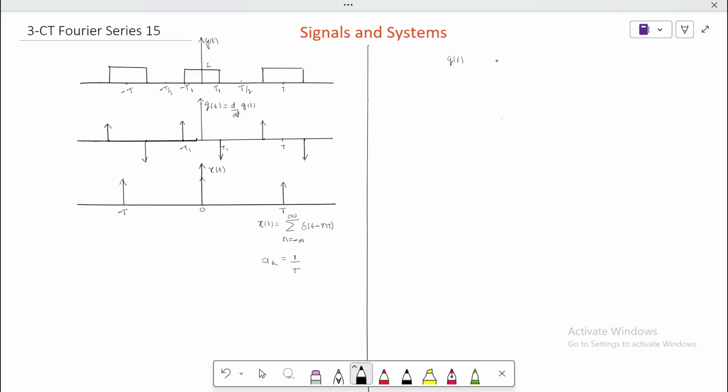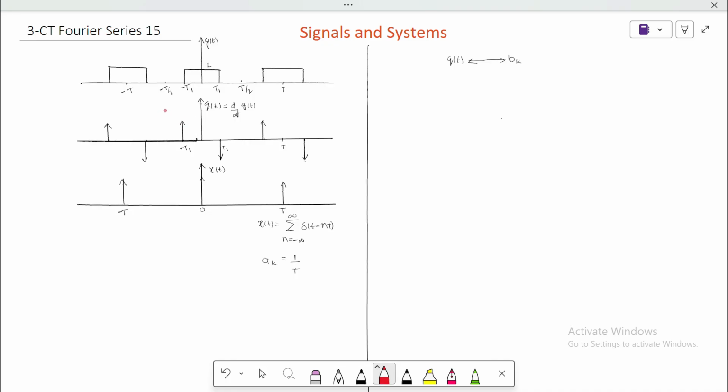Now I'm assuming the Fourier series coefficient of q of t is b k. This q of t has two impulse trains. From here to here is one time period, and from here to here is one time period equal to capital T. This impulse train is shifted to the left compared to this one. I'm assuming this is the q1 of t signal.